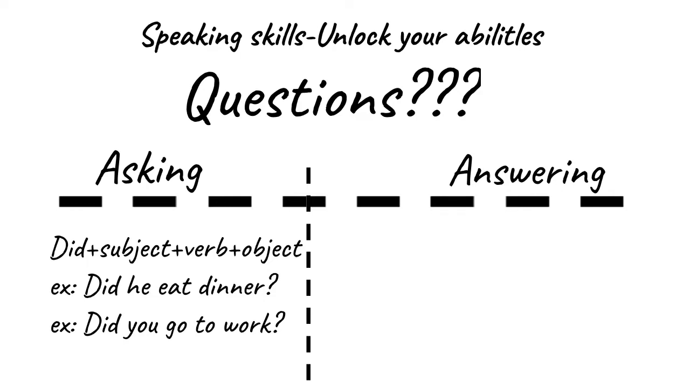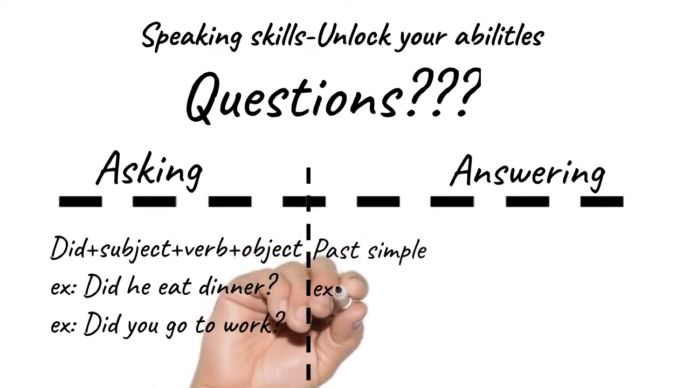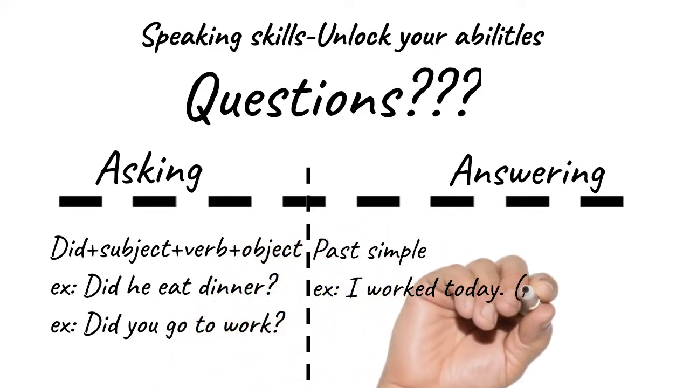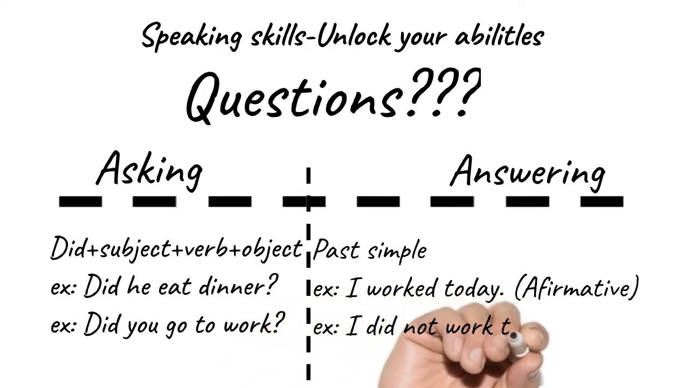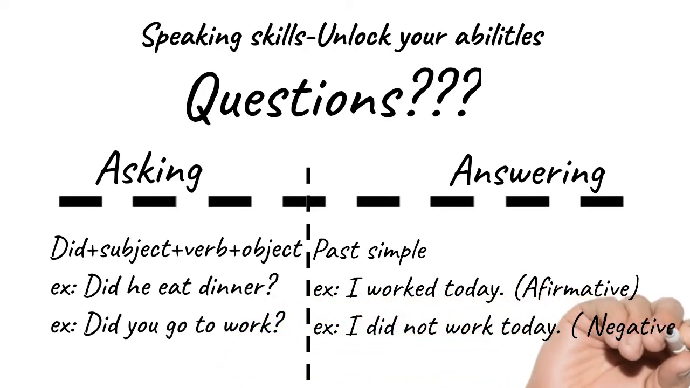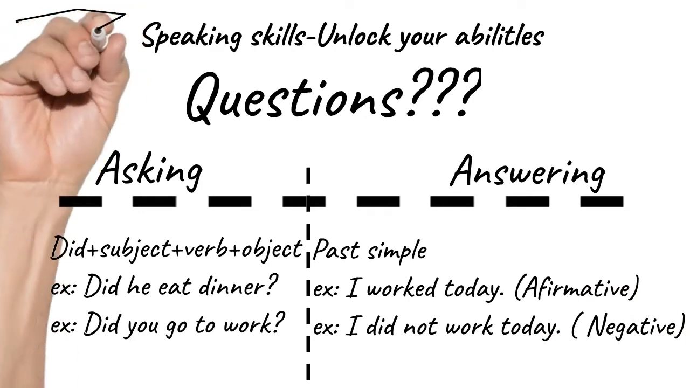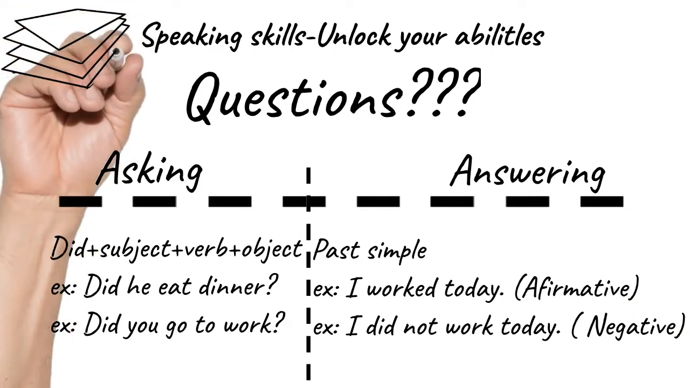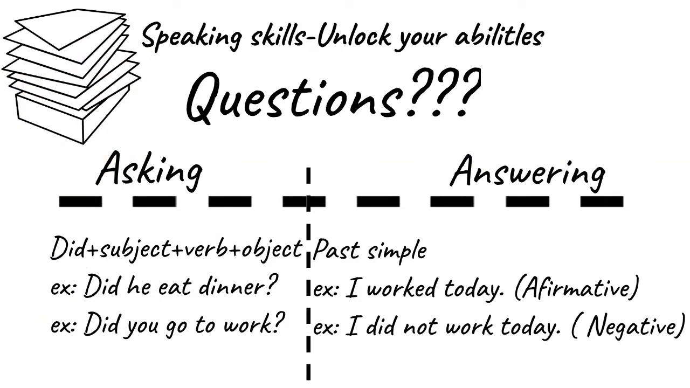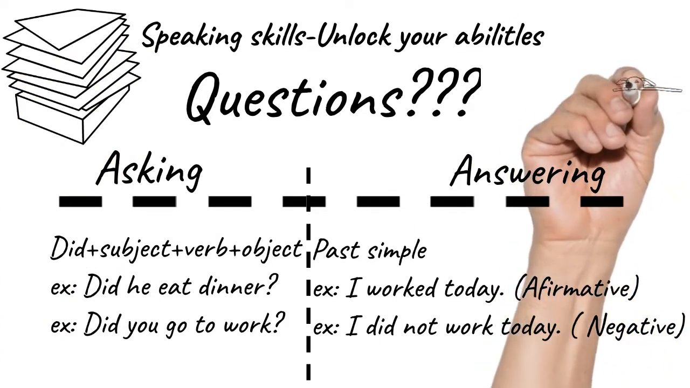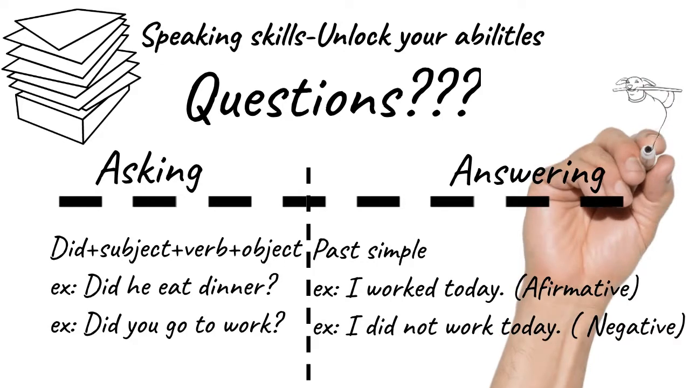Now let's talk about answering in the past simple. We use the affirmative and the negative that we just learned. So easy. Just add the ed endings. I worked today. That means yes, I completed the action. I did not work today means no, I did not complete the action.